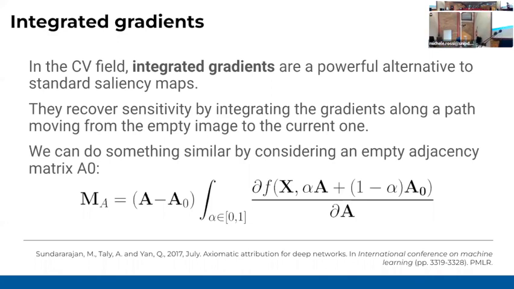You just say, okay, I'm moving from the empty graph, so no connections, to my own graph. So for alpha equal to 0, you will have no connections. With alpha equal to 1, you will be back to your original adjacency matrix, and you just integrate all the different explanations. Of course, there's an integral here. In practice, you would just discretize the interval and average over alpha equals 0.1, alpha equals 0.2, alpha equals 0.3, etc.